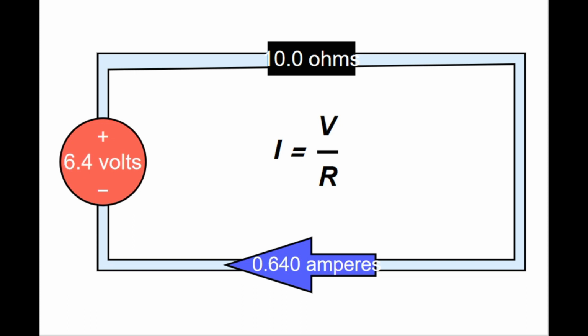How is equivalent resistance calculated for resistors in series? Equivalent resistance for resistors in series is the sum of their individual resistances. How is equivalent resistance calculated for resistors in parallel? For resistors in parallel, the reciprocal of the equivalent resistance is the sum of the reciprocals of the individual resistances.